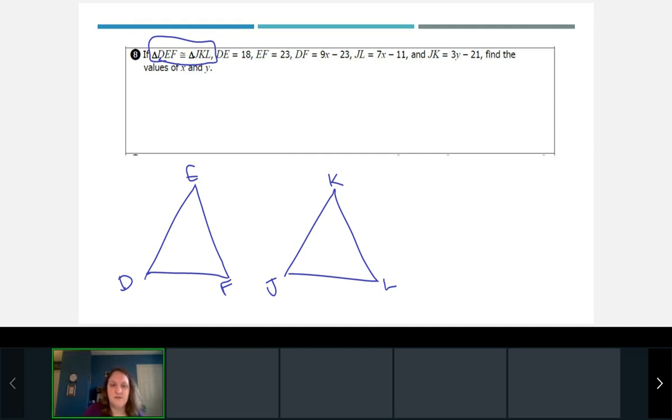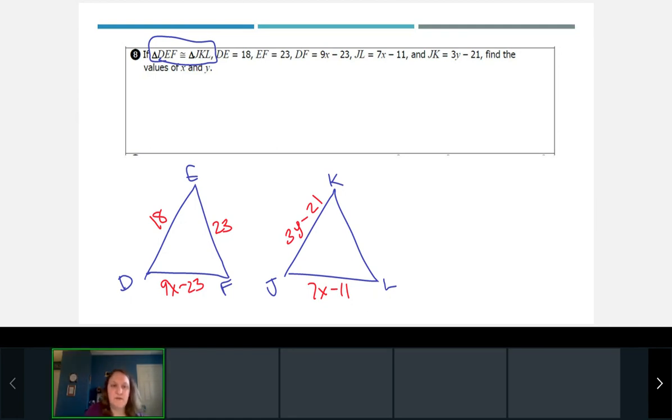Once you have your triangles drawn, then go ahead and label all the given pieces. It says that DE is 18, EF is 23, DF is 9x minus 23, JL is 7x minus 11. Be careful, make sure you're labeling JL. JK is 3y minus 21. And then it says find the values of x and y. Since I have two variables, I'm going to need two equations.